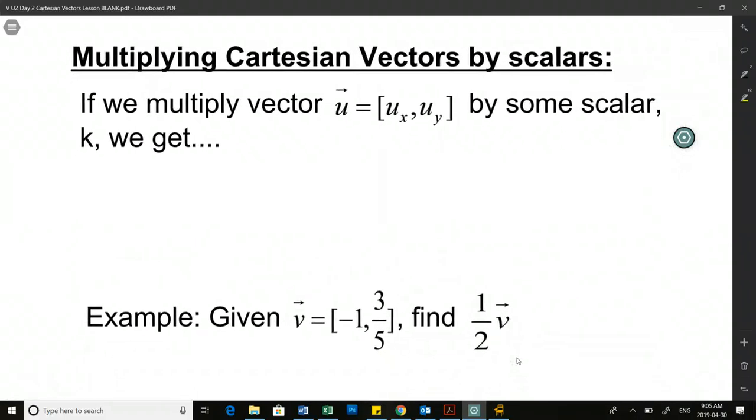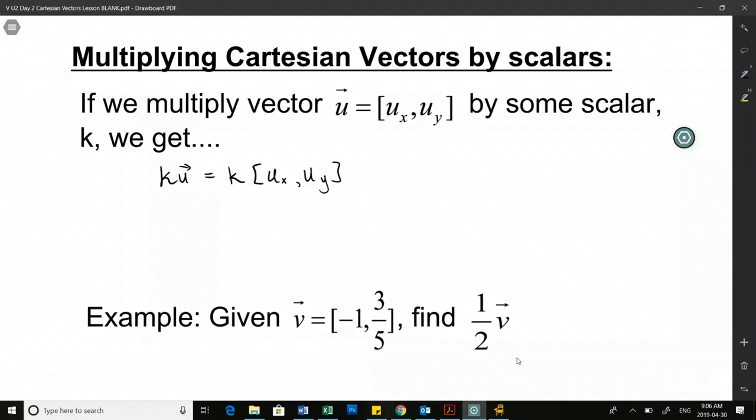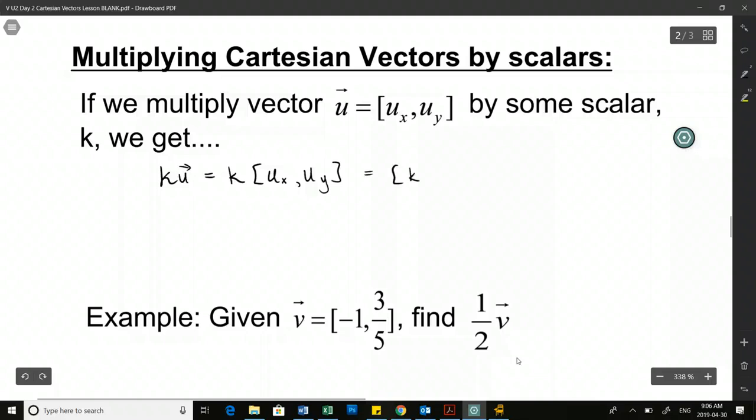Okay, vector times scalars. If we multiply vector u by k, we will get k times vector u, and that says that I'm going to take my actual Cartesian vector here and multiply it by a scalar multiple k. What ends up happening is I can multiply each individual component of this vector by the scalar multiple k. So I'm stretching the x k units, and I'm also stretching the y k units. So this is equal to k times the x coordinate of vector u and k times the y coordinate of vector u.